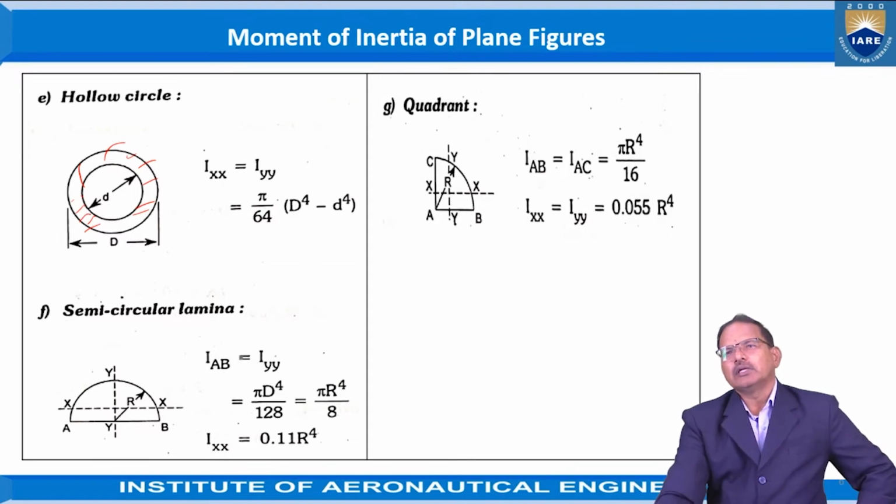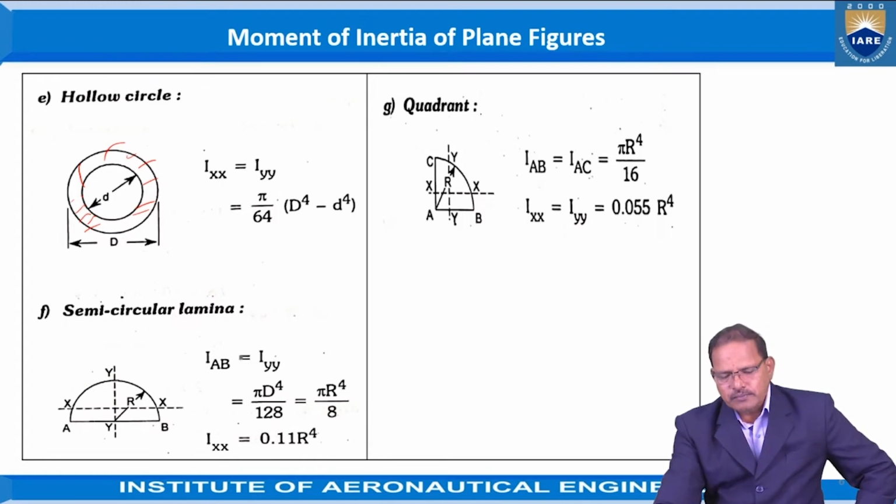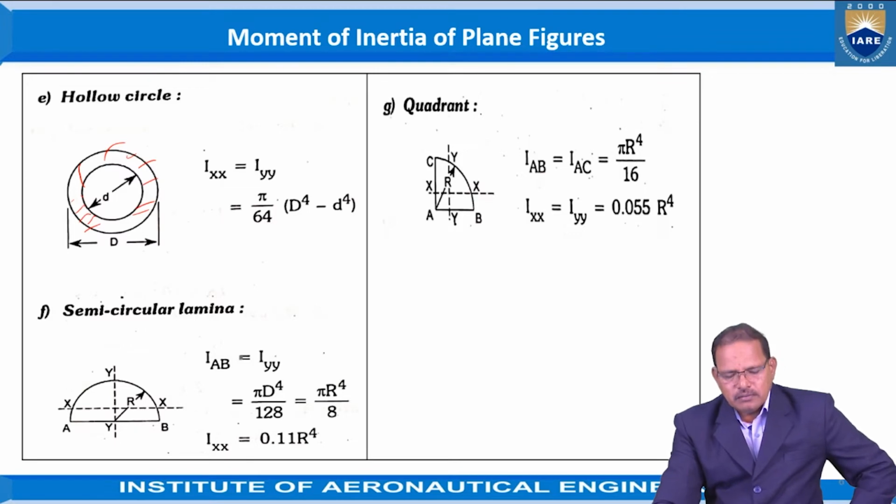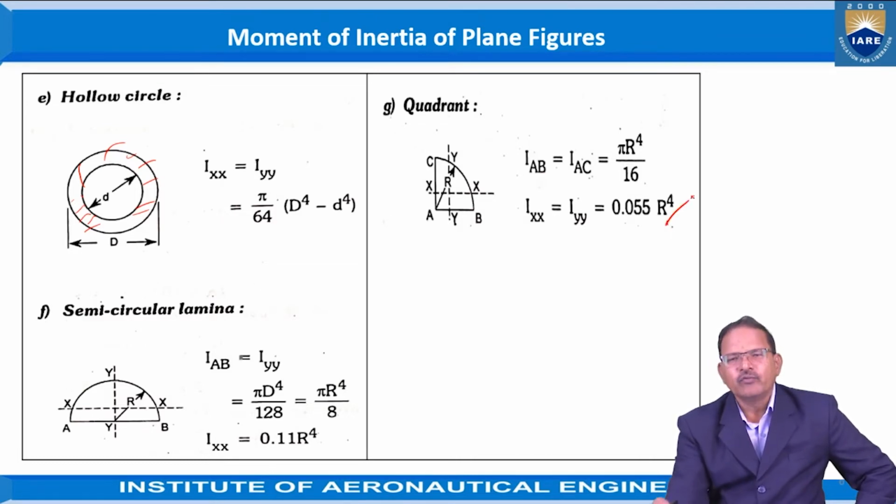Similarly, for the quadrant of a circle, the moment of inertia possessed by the quadrant, since the area is 1/4 of the complete circle, is equal to 1/4 of the moment of inertia possessed by the circle, which is equal to πd⁴ by 4 into 64 in the denominator. In terms of radius, it is equal to 0.0555 r⁴.